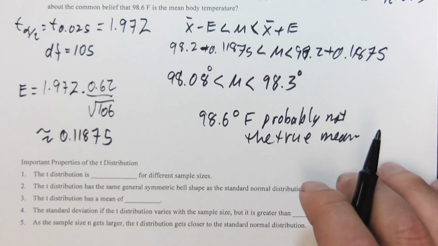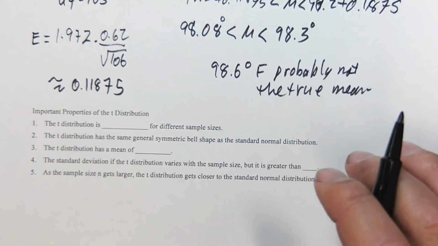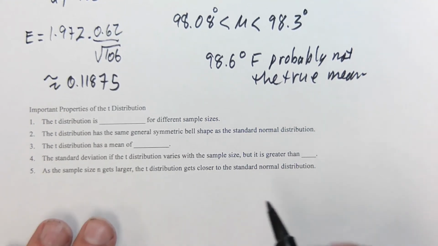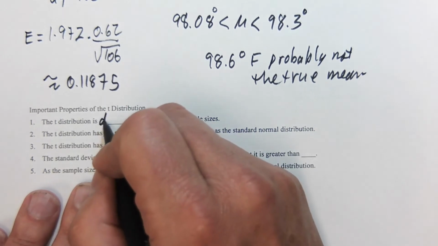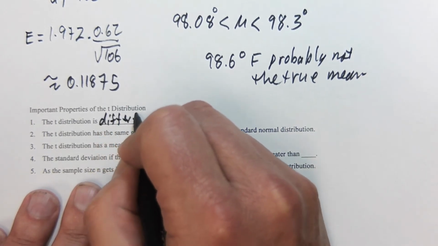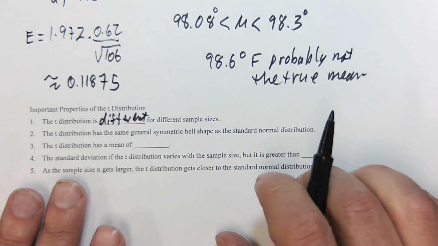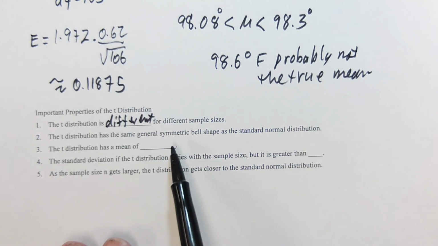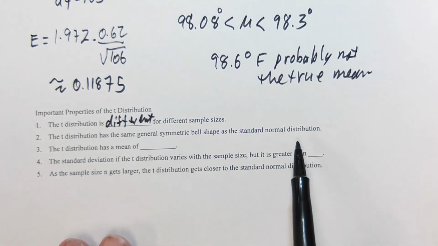There's a few properties about a t-distribution, and a t-distribution is different for different sample sizes, meaning because it depends on the degree of freedom, and the degree of freedom depends on the sample size n. The t-distribution has the same general symmetric bell shape as standard normal distribution.